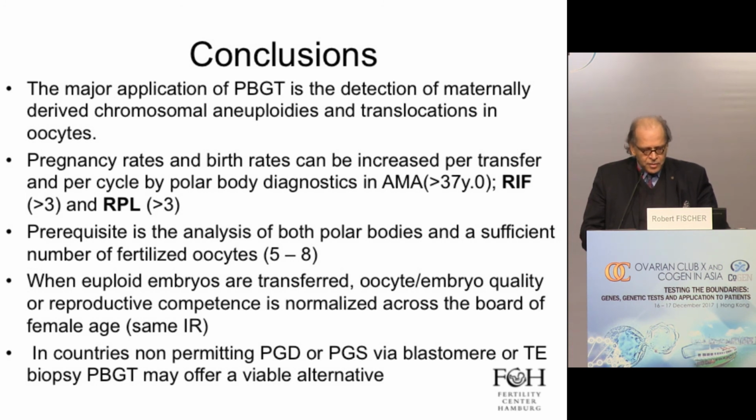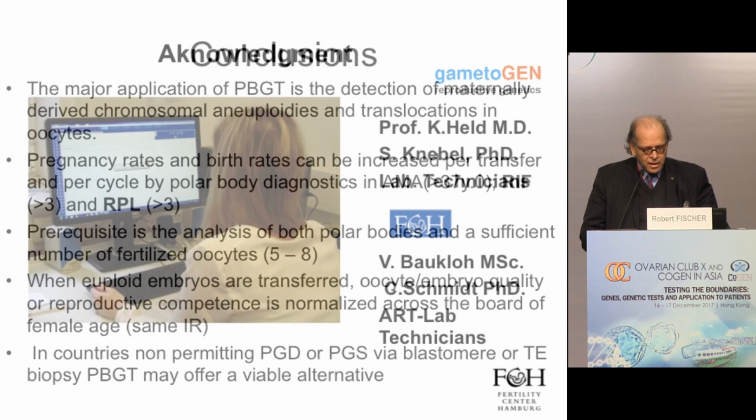And when euploid embryos are transferred, oocyte or embryo quality or reproductive competence is normalized across the board of female age, we have the same implantation rate. In countries where polar body genetic screening or testing on the blastocyst or trophectoderm is not allowed, polar body genetic testing can offer a good alternative for this.